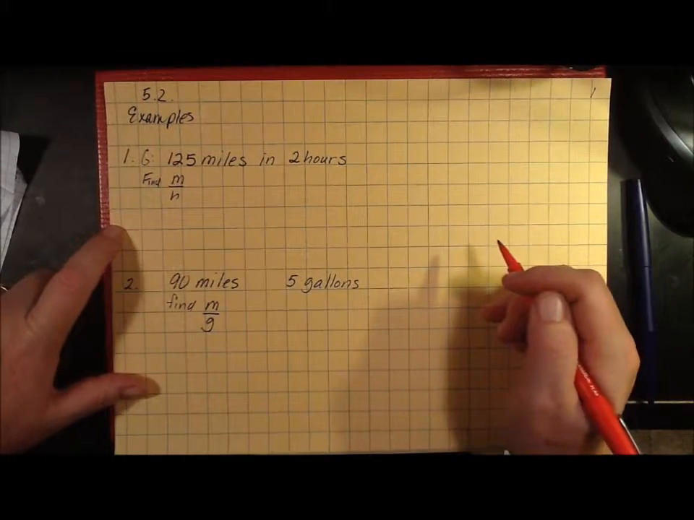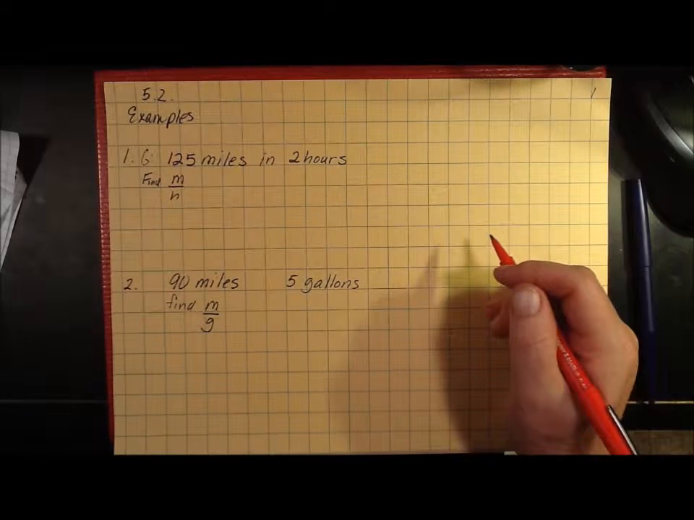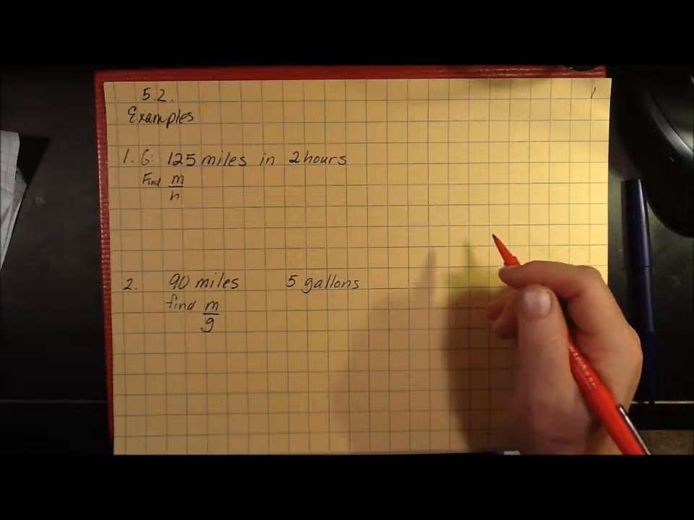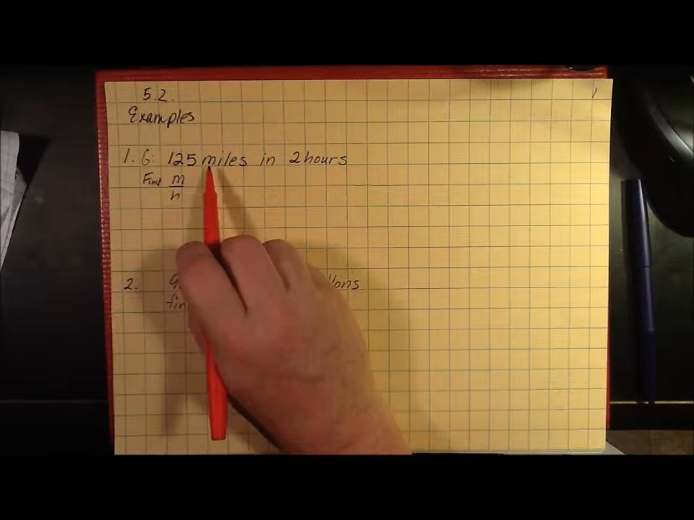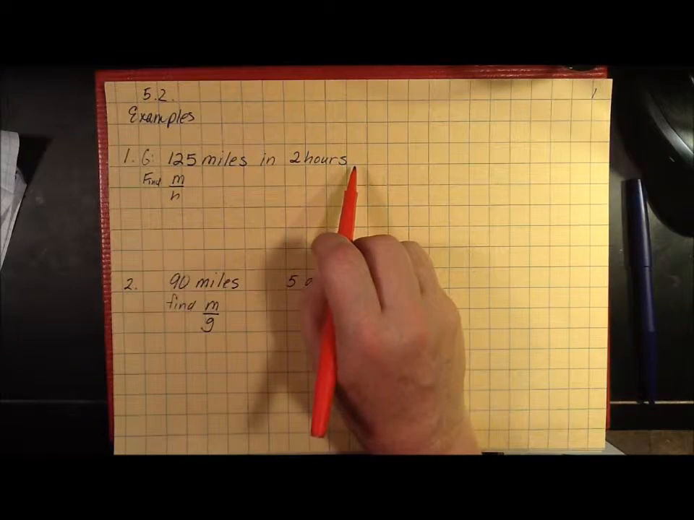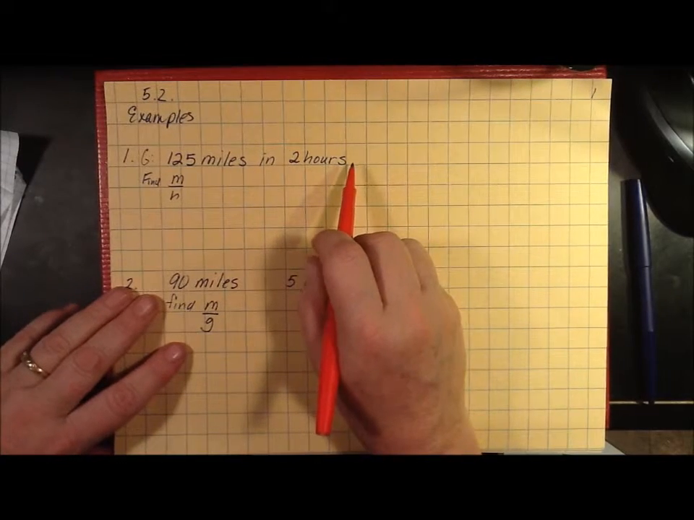These are the examples in Chapter 5.2. In Chapter 5.2, for number 1, their first example, they're asking us to talk about a train that travels 125 miles in 2 hours. And we're asking, what's the train's rate in miles per hour?